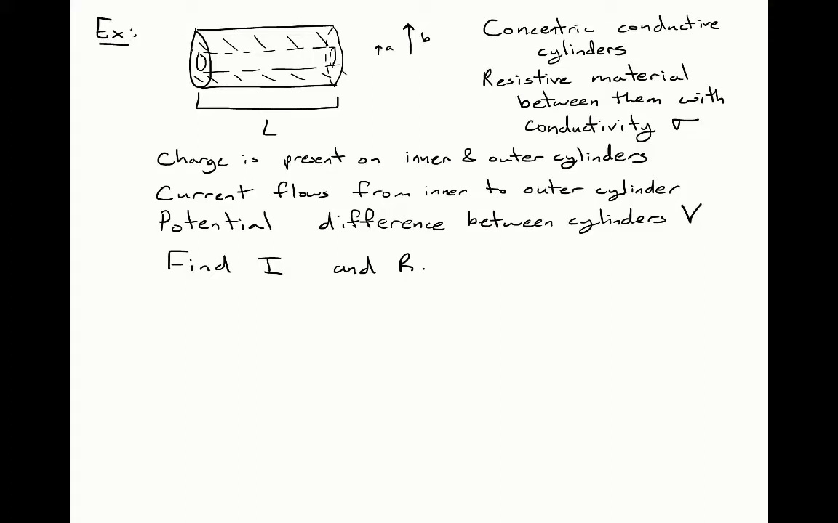The potential difference between these two cylinders is maintained at V. It's just some value V. And we want to figure out the current flowing between the two cylinders and the resistance of this material between the two cylinders. So, how do we do this problem? Okay, well, step one, we need to find out what is the electric field between the two cylinders.